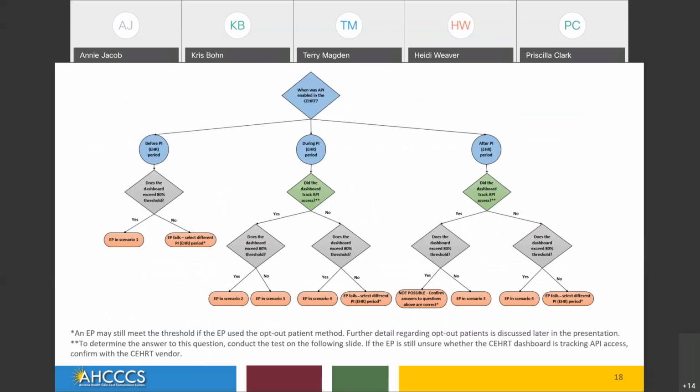So here is an example of a decision tree to help you determine which scenario you fall into. We will discuss and show you how to use the decision tree later in this presentation. But basically, the decision tree will walk you through a list of questions, and you will follow along in the diagram to try to determine which scenario you fall into at the very bottom in the peach-colored oval.